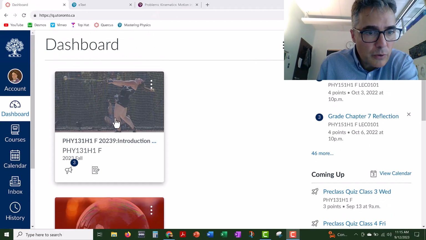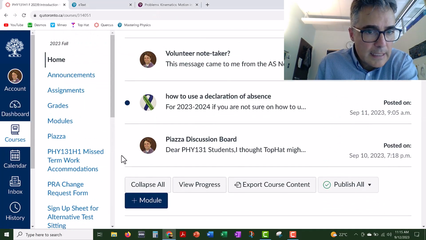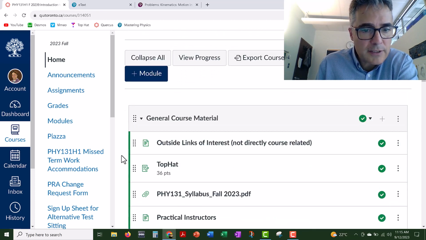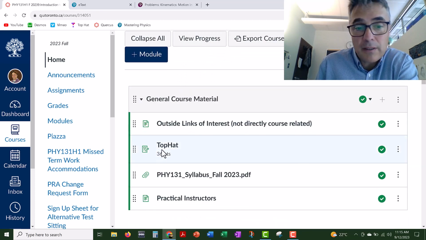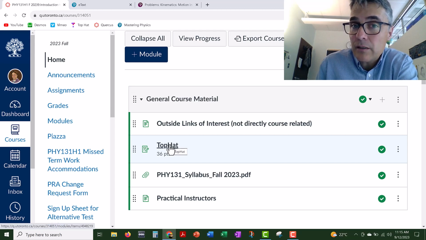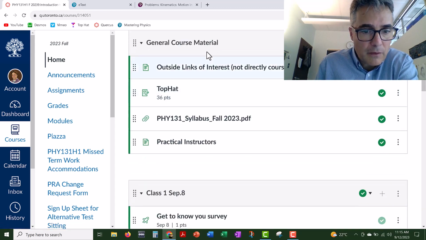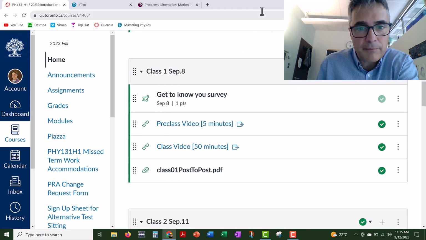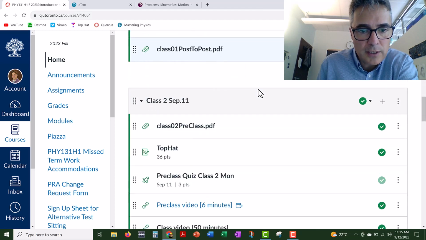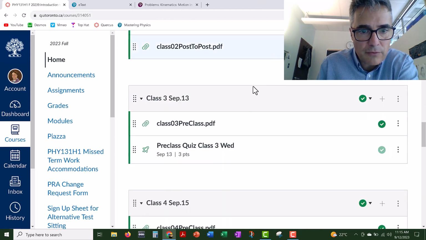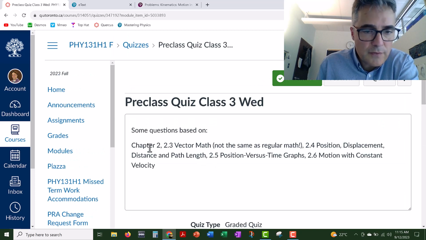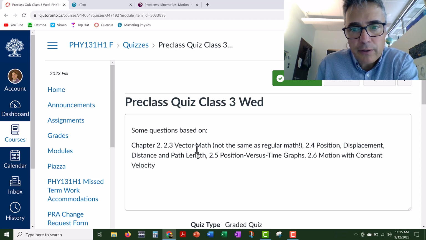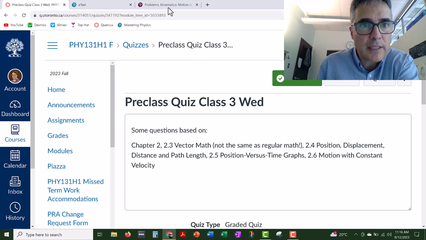If we go to the Quirkus page, the idea is that for every class, there's going to be two things. There's going to be the Top Hat questions, which are to be done during class, or I guess a little after. But then there's also the pre-class quiz, which is done on Quirkus. So for class 3, there will be 3 multiple choice questions based on chapter 2, sections 2.3, 2.4, through 2.6. So let's take a look at that.